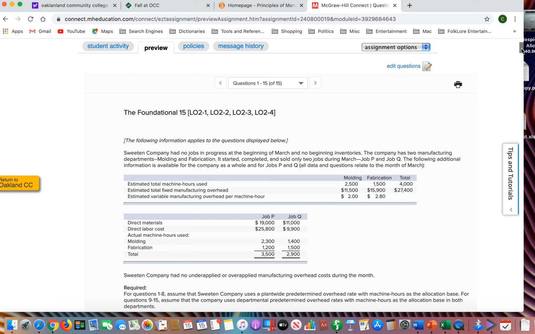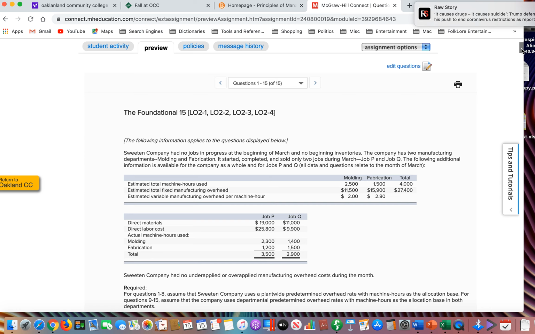Now, in this example, machine hours is going to be used to determine the plant-wide or factory-wide predetermined overhead rate, and it will be used to determine the predetermined overhead rate for each department. Now I want you to write this down and go back and study it.